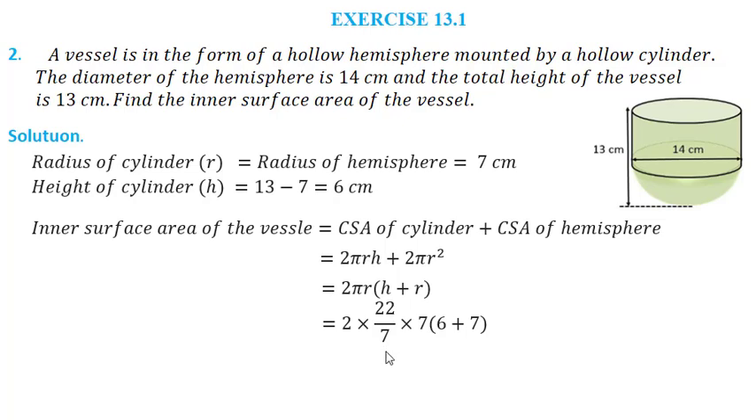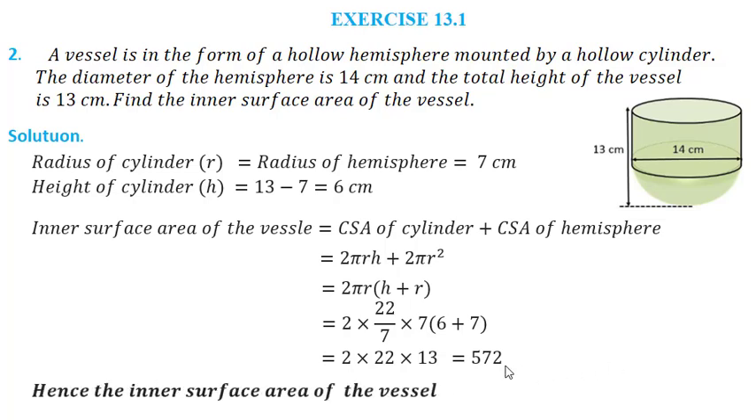Now I will put the values. 2 into value of pi is 22 upon 7 into value of r is 7 into 6 plus 7. So I have simplified this. 7 and 7 will cancel. So I will get 2 into 22 into 13. Now multiply. You can multiply 2 with 22 and then by 13, or you can multiply this 2 with 13 and then by 22. Whatever way you like, you do the calculation. You get answer as 572. So the inner surface area of the vessel is 572 centimeter square.